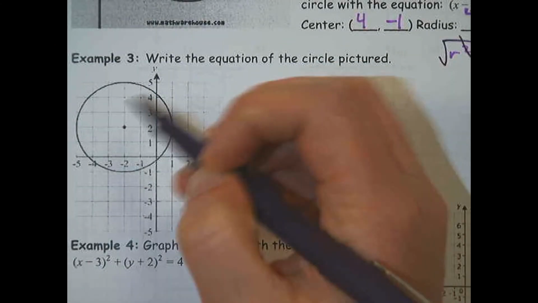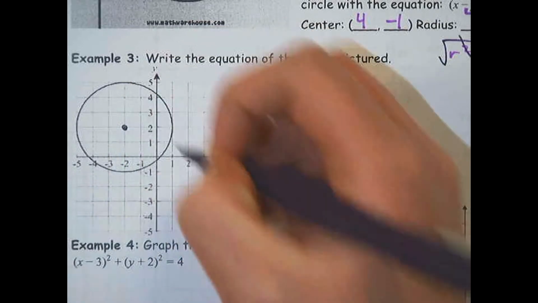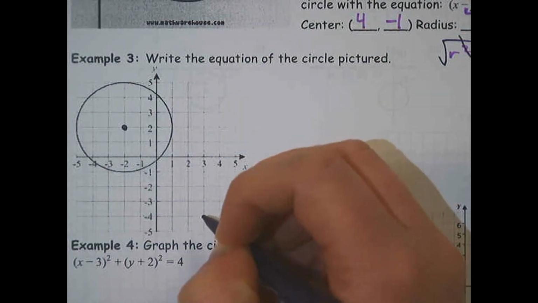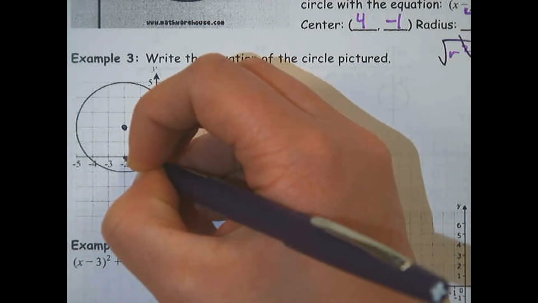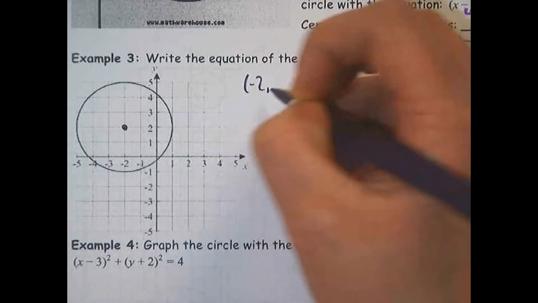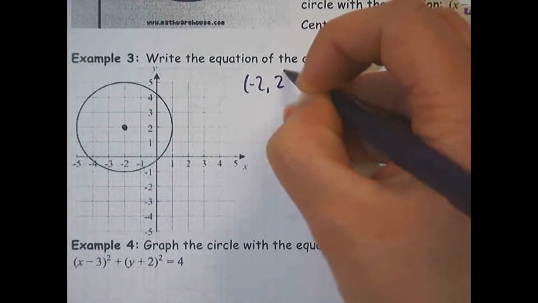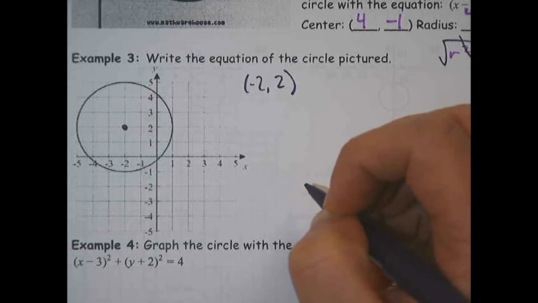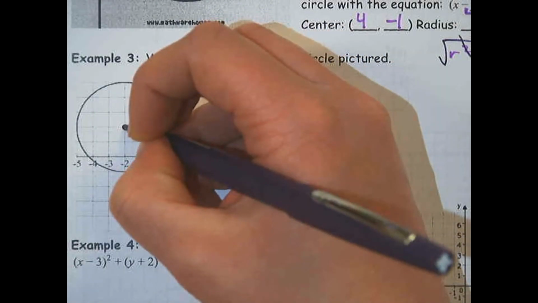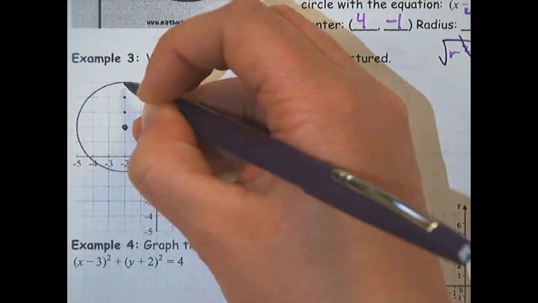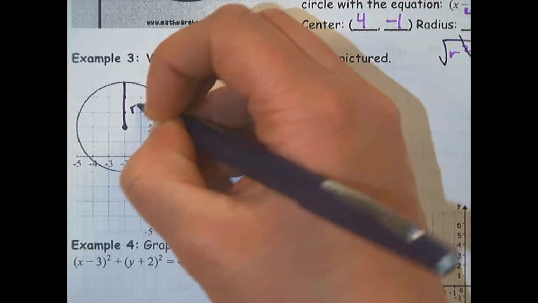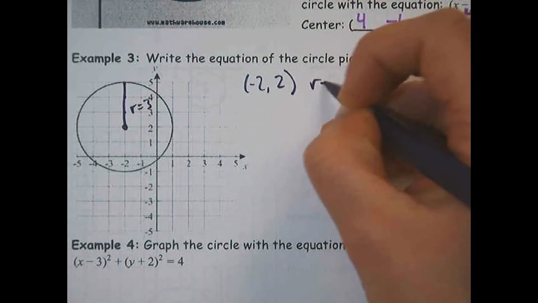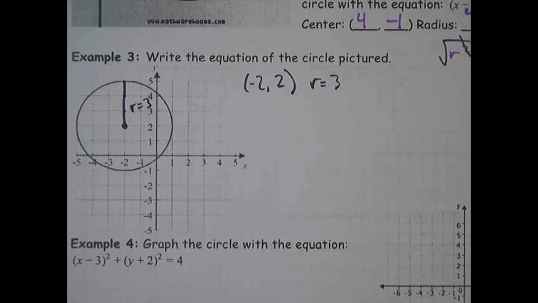If we look at the circle, we can find the center and the radius, because the center of this circle is at over -2, up 2. So that's my center. And then my radius, I can just count out from the center, right? 1, 2, 3. My radius is 3. And now we're back to the same scenario we had in example 1, where we were writing the equation of a circle if we were given the center and the radius.